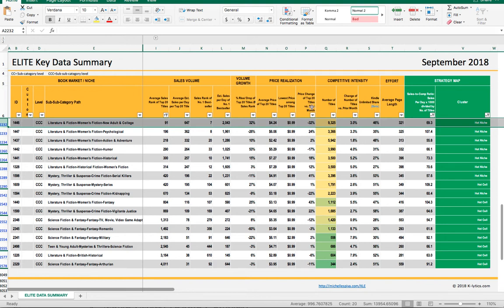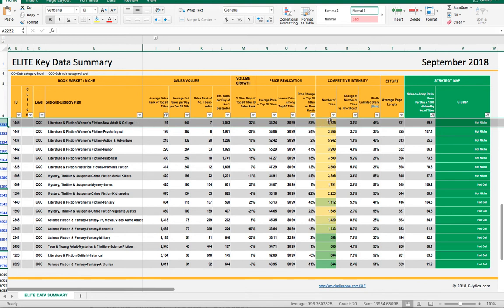Now, the next thing is, now that I've looked at the price change, I want to look at the competitive intensity. Remember we talked about sales to competition ratio? What you're looking at here is how the books stack up against each other with the offerings. So the number of titles is, like it says, how many titles are classified like this in Amazon. And in this particular case, 9,325 at this particular time are classified as literature and fiction, women's fiction, new adult, and college.